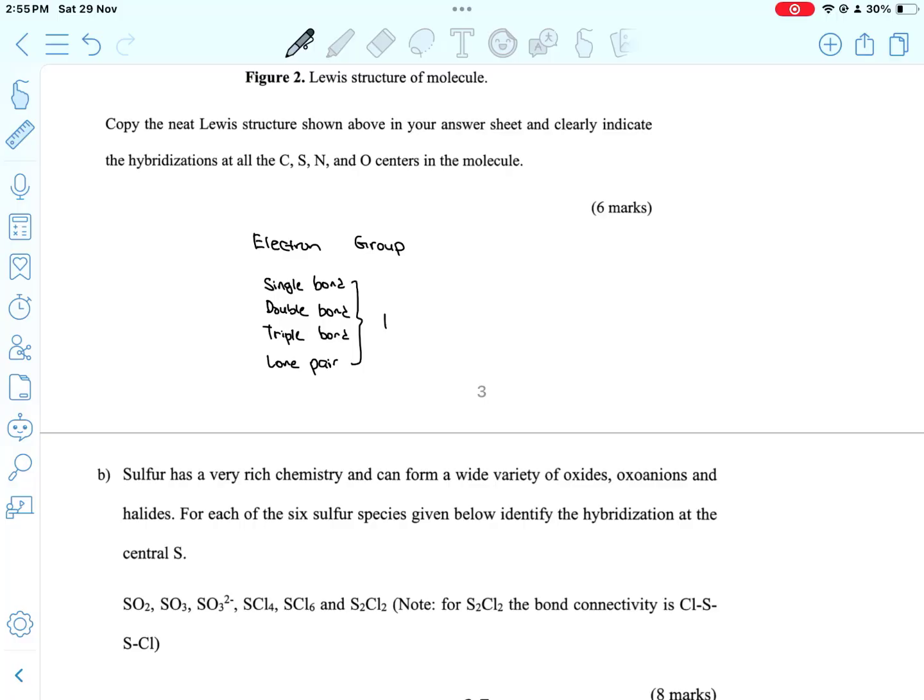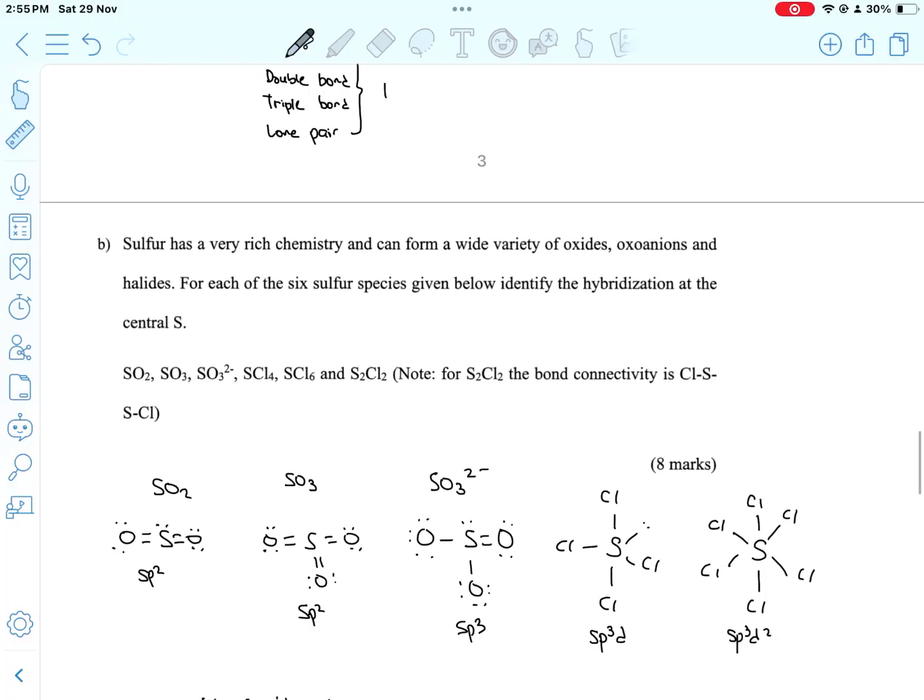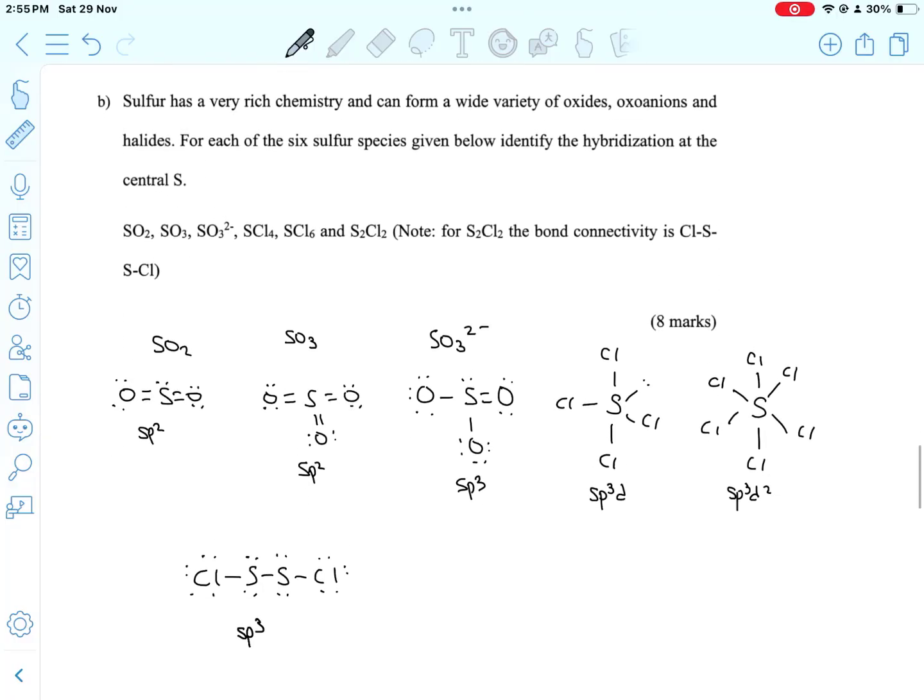Okay, on to question 2, part B. I don't like this question because it's very time consuming, but it's basically the same thing as in question 1. You first have to draw the structure. There will be resonance structures for the first 3, so you have to find the most stable one, and then from there, you find the hybridization. Maybe you guys have an easier way to do it, but this is how I did it. First I draw the structure, then see how many electron groups each has.